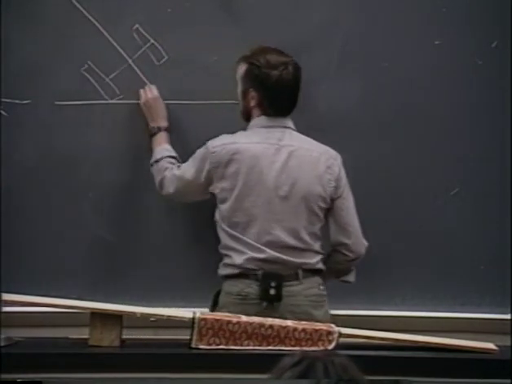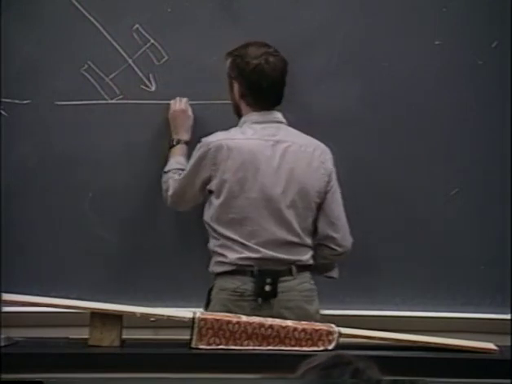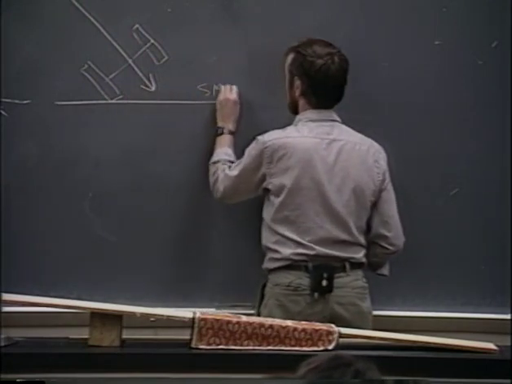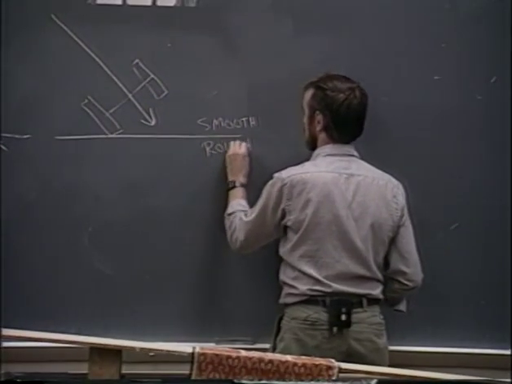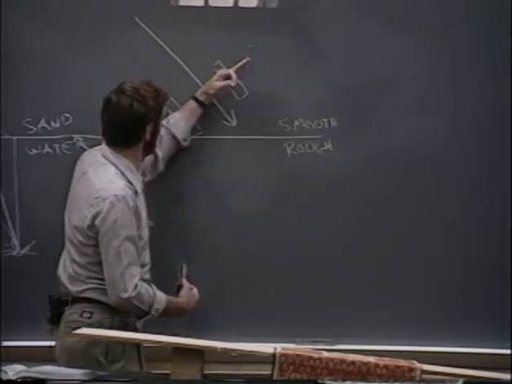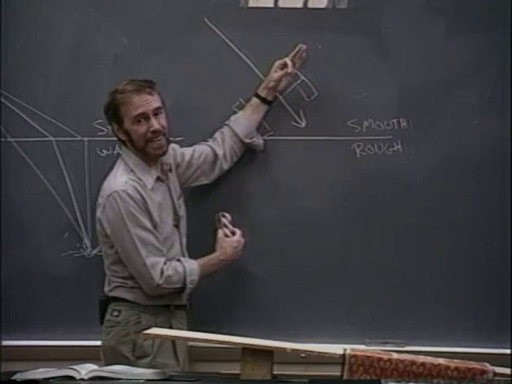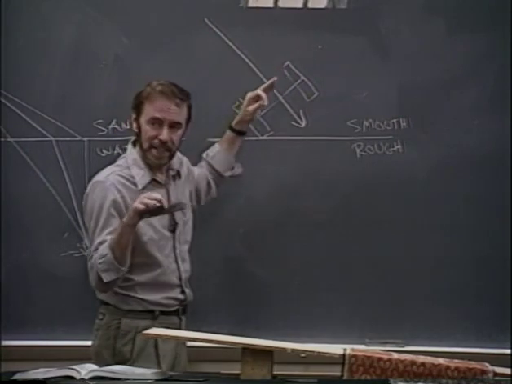My wheels are coming down in this direction, and they're coming from the smooth surface to the rough surface. When the wheels get to the rough surface, what happens to the speed of the wheels? Slow down. You know why they slow down?